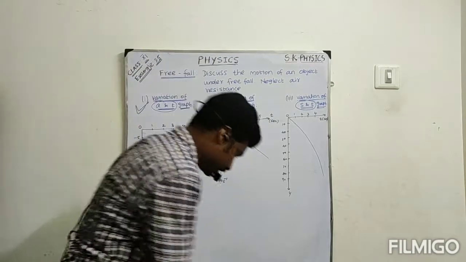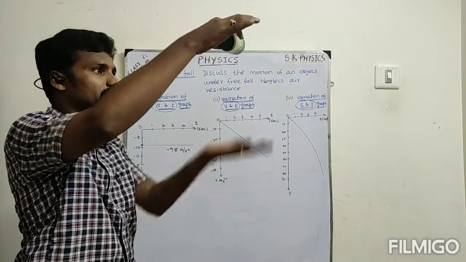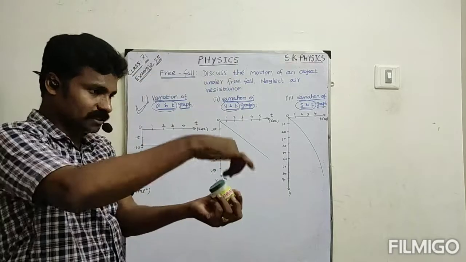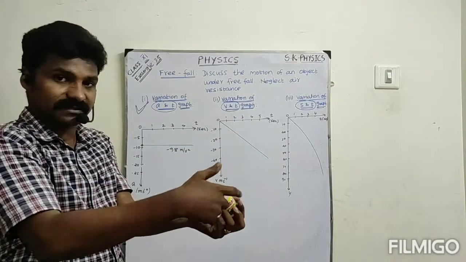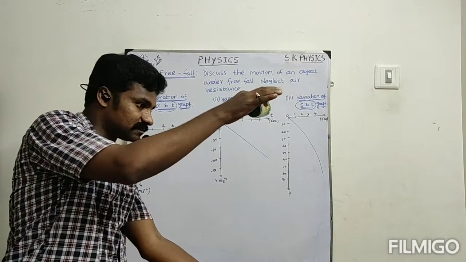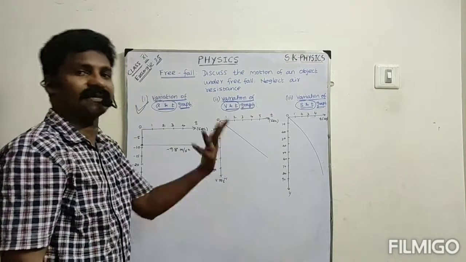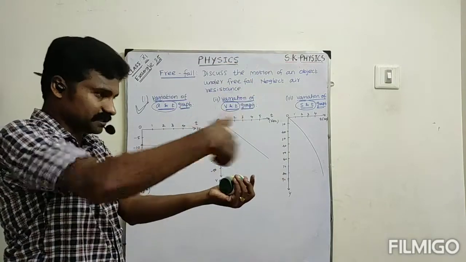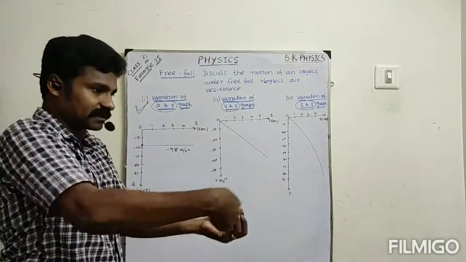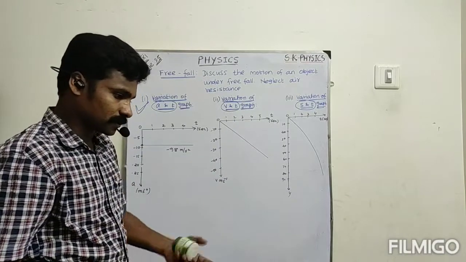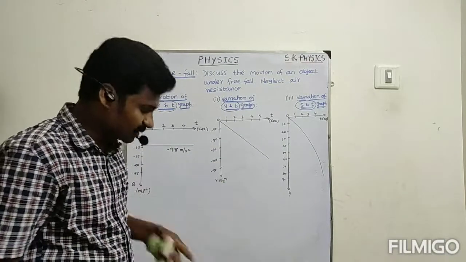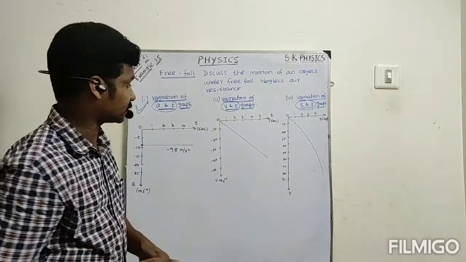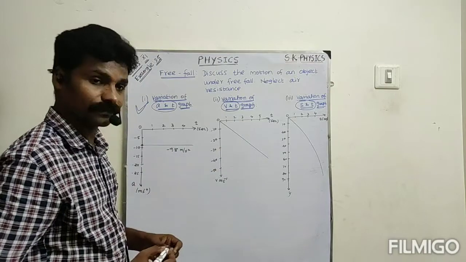Now I leave this object here. In the first second it has some velocity, in 2 seconds the velocity has increased, in 3 seconds the velocity increases again. So when the time is increasing, the velocity is also increasing gradually. So it's a direct proportionality, and this graph will come like that.